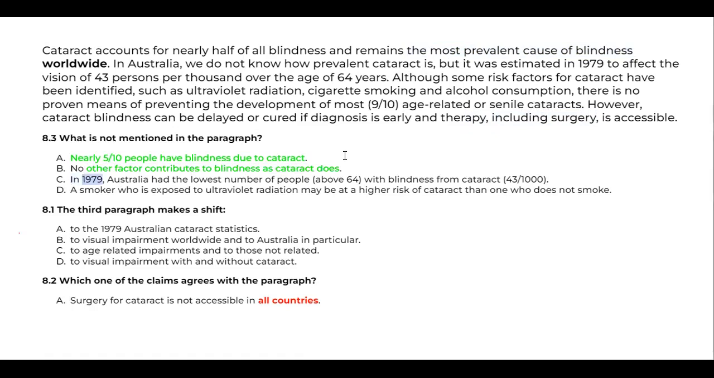In 1979, Australia had the lowest number of people above 64 with blindness. Because you saw the number 43, which is out of 1,000, probably some of you thought that that is the lowest one. Where is it mentioned that Australia had?